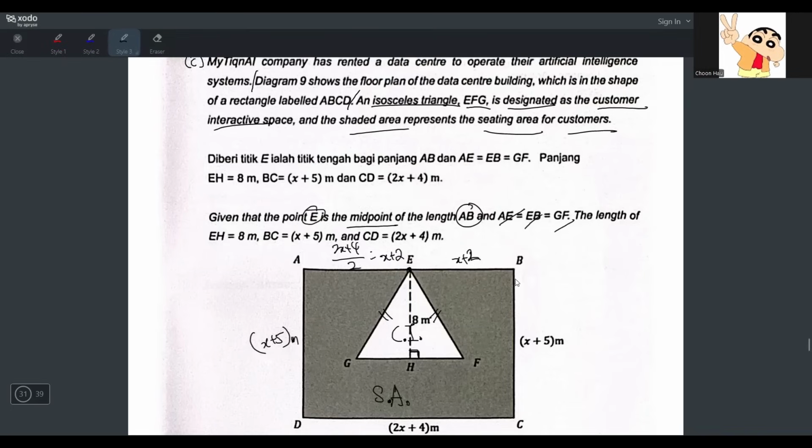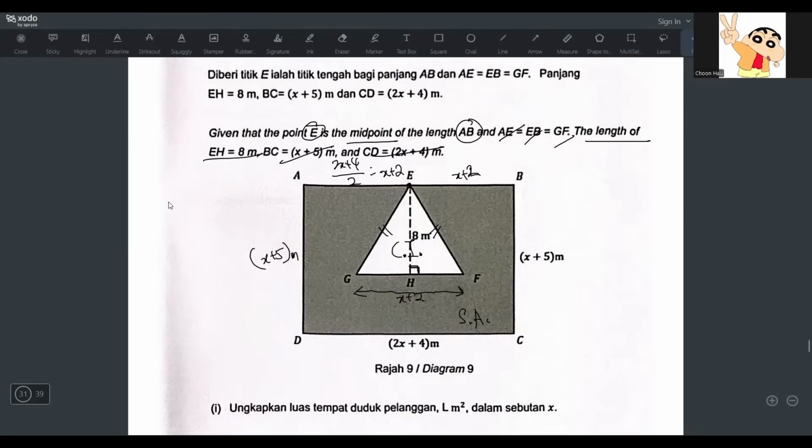AE equals EB equals GF. So AE equals EB equals GF. Oh, so GF, the length here, is also x plus 2. Okay, let me erase this. So this one is also x plus 2, and this is the sitting area, the shaded region. The length of EH is 8 meter. Where is it? EH. Oh, the isosceles triangle's vertical height is 8 meter. And then BC is x plus 5, I know that already. CD is 2x plus 4, that's already known. So everything looks okay. Now let's see what they want.